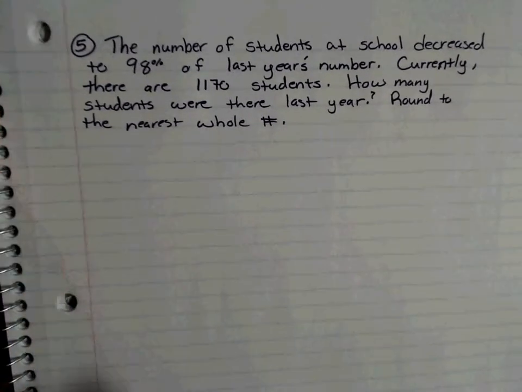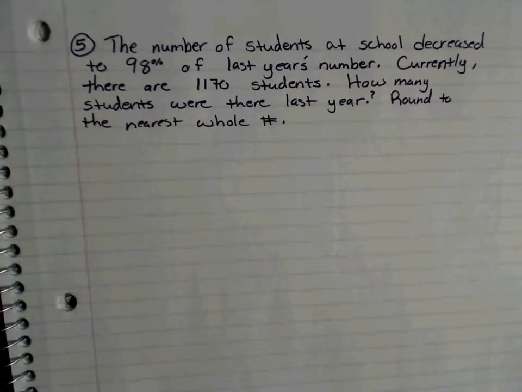All right, so the number of students at school decreased to 98% of last year's number. So currently there are 1,170 students. We want to know how many were there last year, and we're going to round our answer to the nearest whole number. Okay, so now it's time to figure out what's the part, what's the whole, and what's the percent.